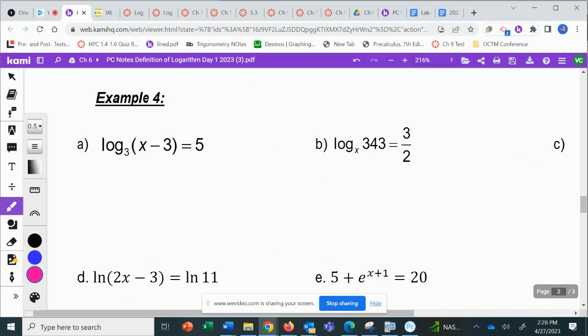We are solving for x. And this is not the strong point of this year's Algebra 2 students. No offense, not your fault. Because Algebra 1 kind of wasn't the best.